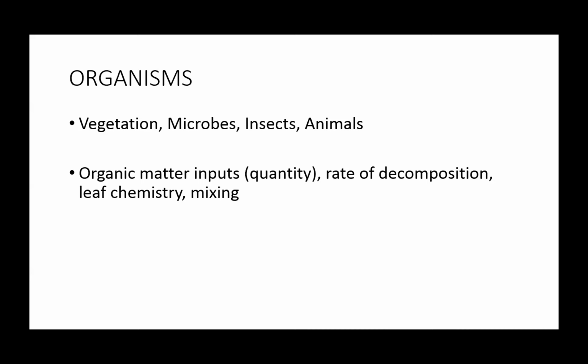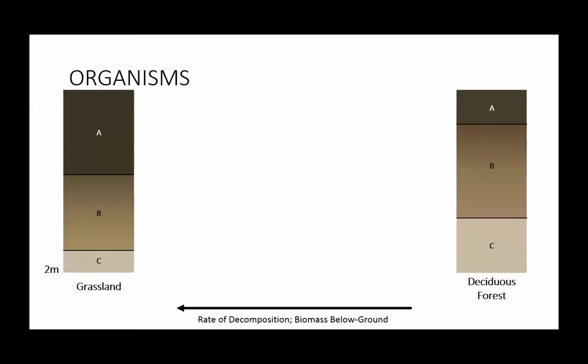So those organic matter inputs: how much dies and decomposes each year and gets added back into your soil? How easily does it break down? What's the chemistry like? And does it get mixed? So the greatest thing with your organisms is vegetation. That's why I had a question about your topsoil earlier.